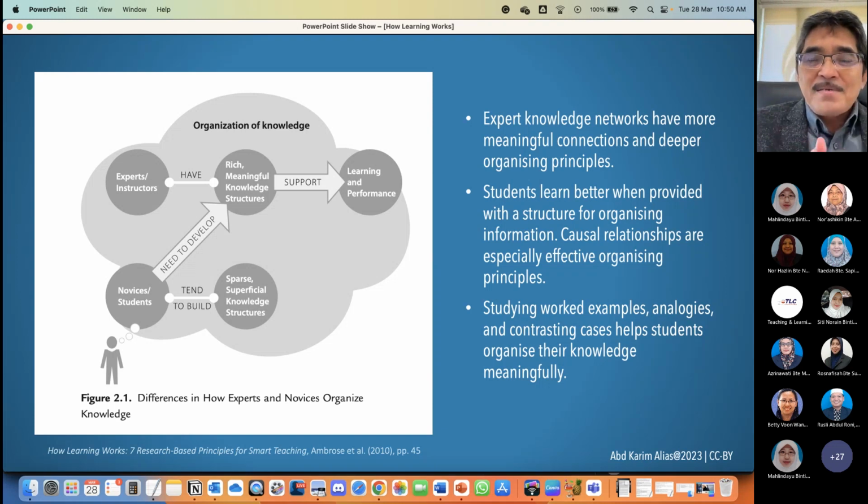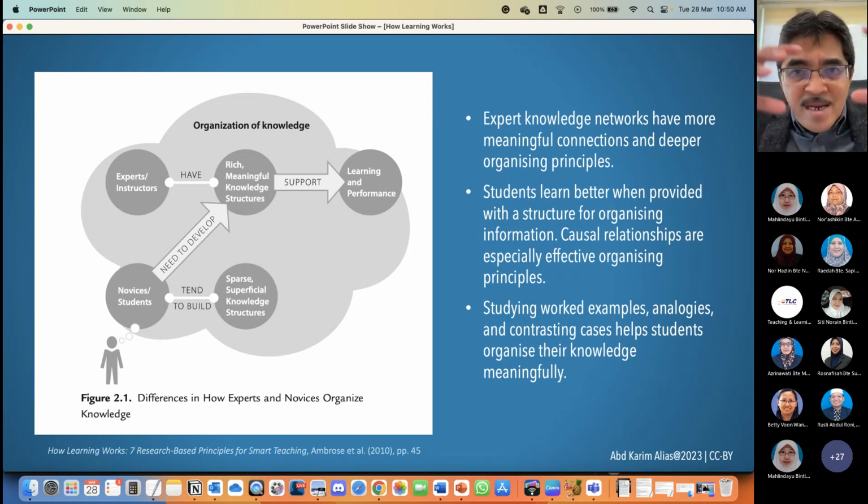But on the other hand, students learn better when provided with a structure for organizing information. They need to be able to put the information into a structure. This is where the organization comes in. So, for example, a mind map. When we teach them to use a mind map or encourage them to summarize the topic at the end of the topic, one of the activities that I make compulsory for the students at the end of each topic is that they must prepare a mind map. So that actually helps them.